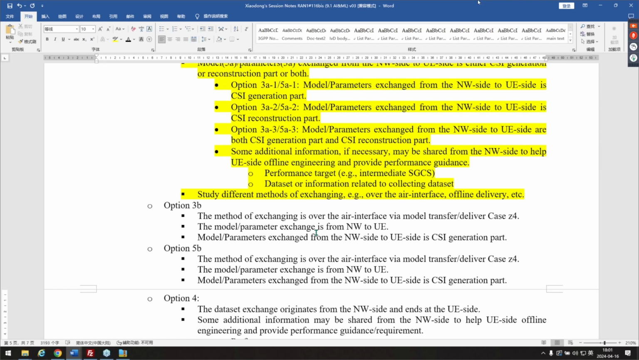Can you at least check if there are any major comments or only editorial? I think we spent a lot of time, so we'd like to make an agreement on this one. Can you check the temperature? Nothing major.